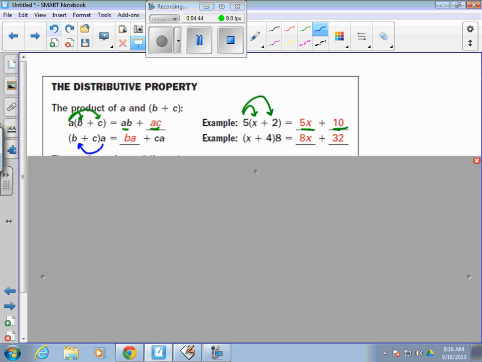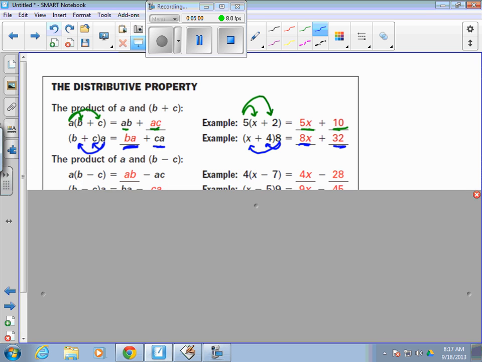A times B is BA or AB. Remember, that means the same thing. Plus A times C is CA. So BA plus CA. Do the same thing here. 8 times X is 8X. And 8 times 4 is positive 32.